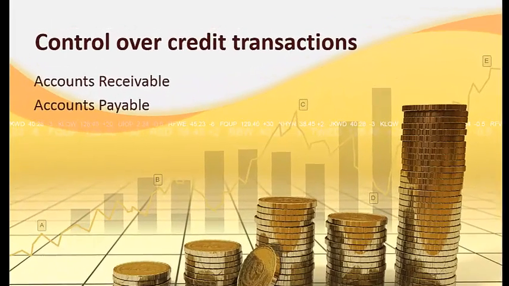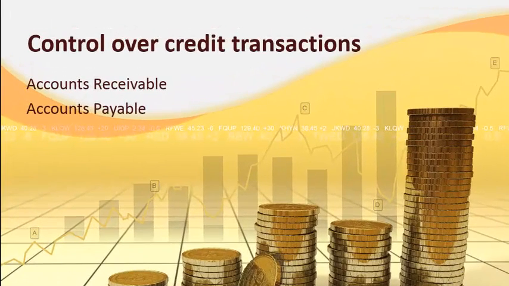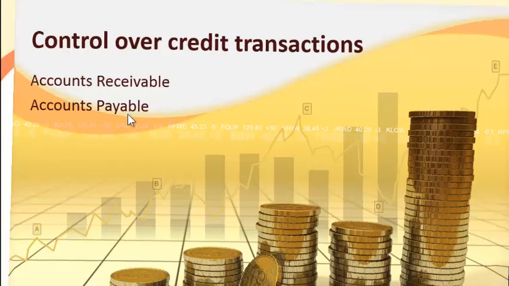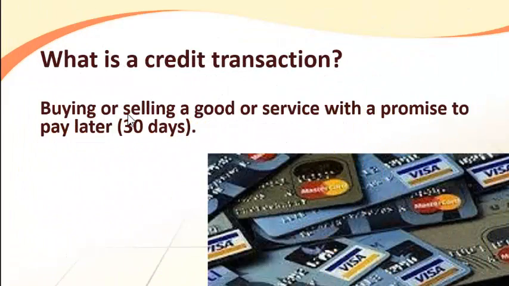Control over credit transactions. This relates to the controls that accountants put on the receiving of all accounts, namely accounts receivable, and the accounts that we have to pay, namely accounts payable. First of all, we have to look at what is a credit transaction. A transaction that occurs when a good or service is sold, but obviously with a promise to pay, usually within 30 days. So it's on credit, so it means hopefully it will be paid, or in the case of accounts payable, that we will be paid.